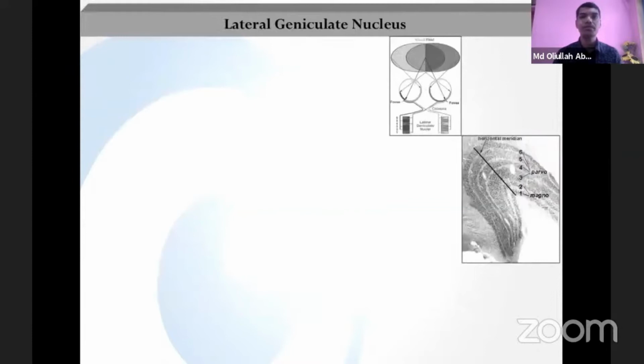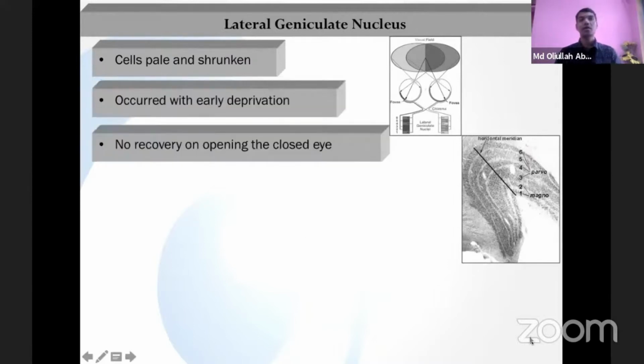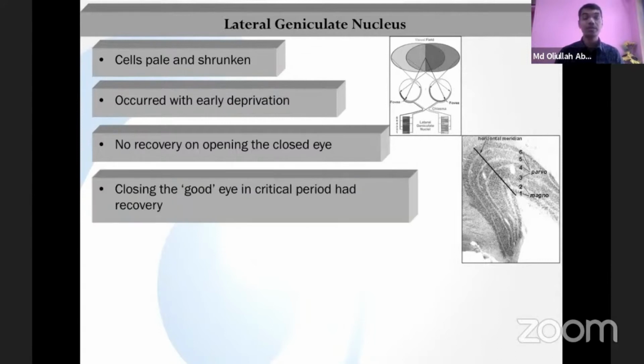If you have early deprivation in life, the cells of the visual cortex and lateral geniculate body become pale and shrunken. And then if you just open that stimulation barrier, there will be no recovery unless you do patching of the good eye. The moment you close the good eye, you see the recovery. That clearly explains the concept of patching therapy, why patching is the most common therapy: you occlude the dominant eye, and the vision starts getting bad.